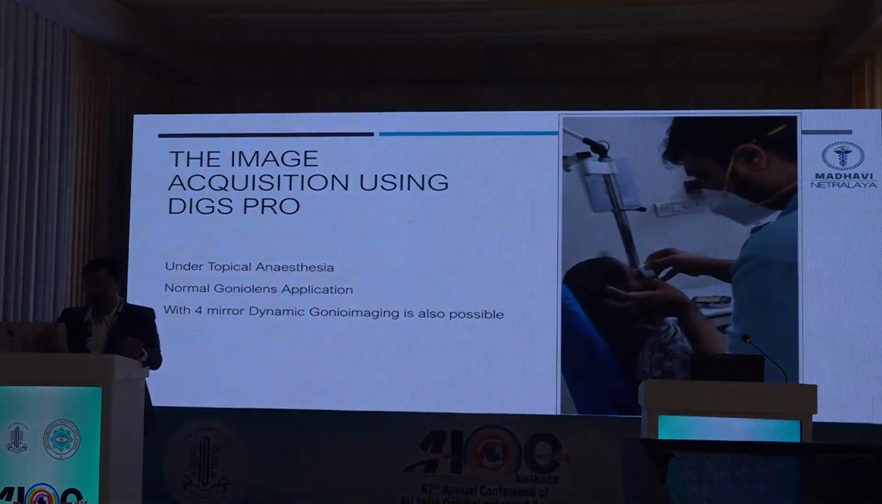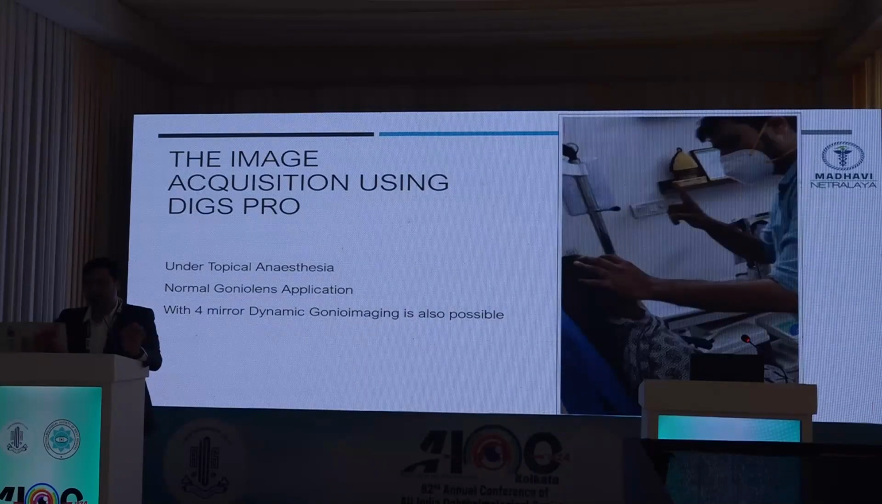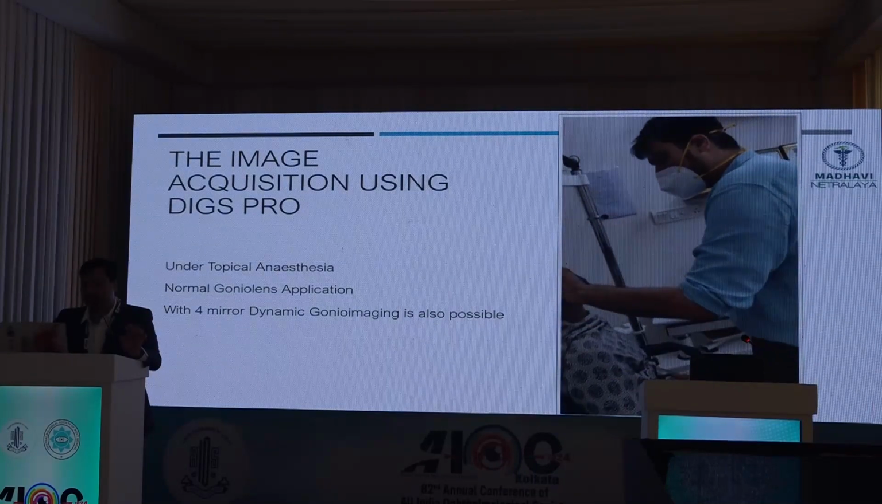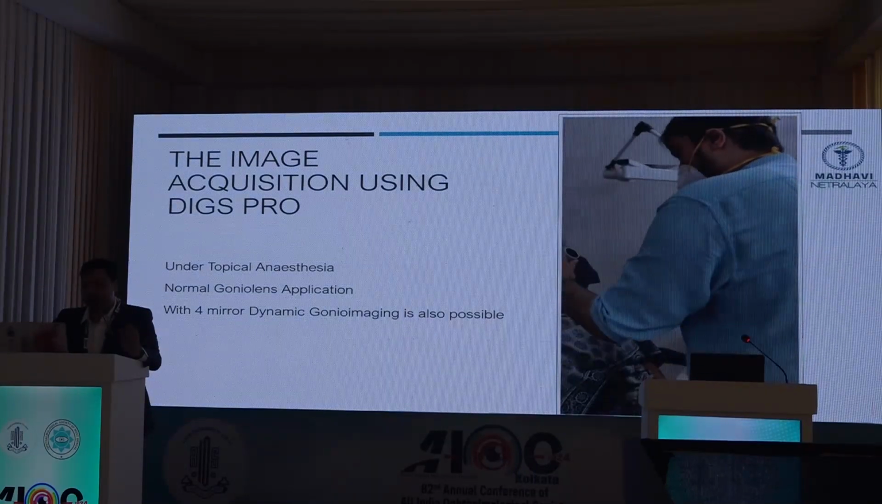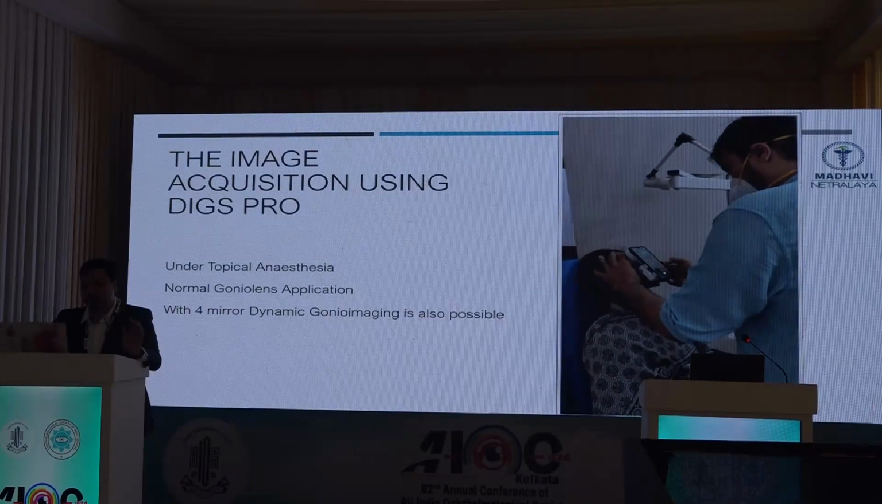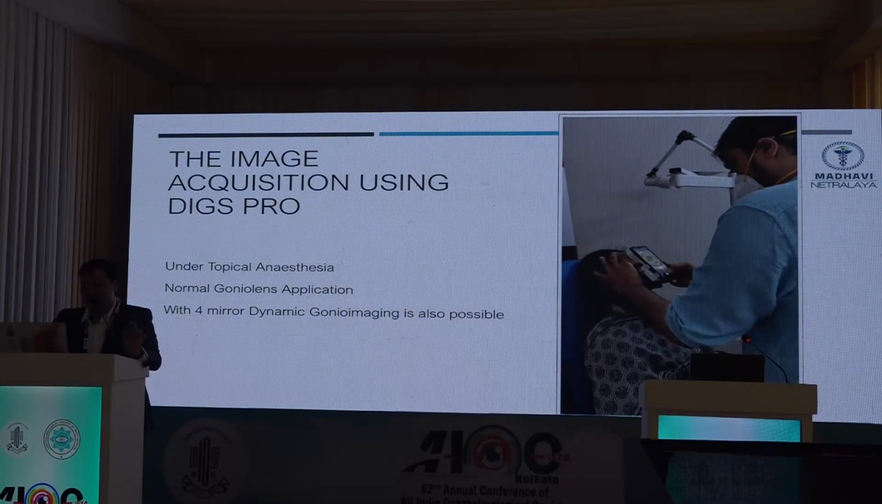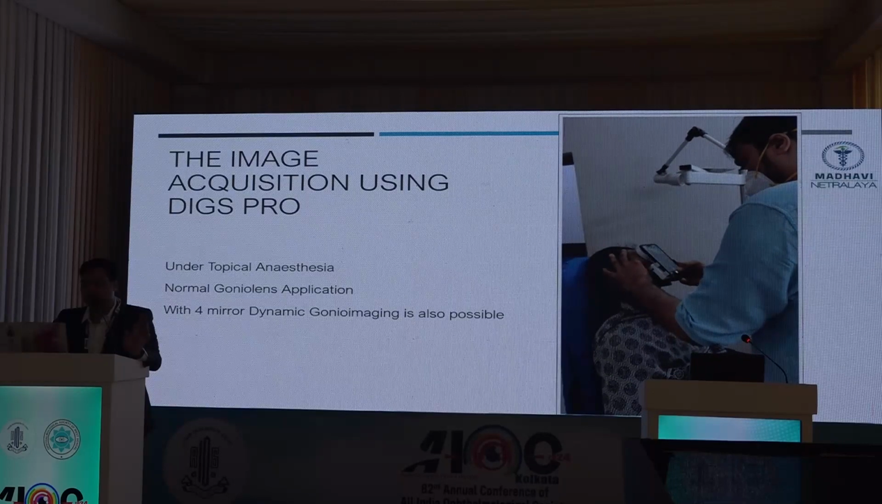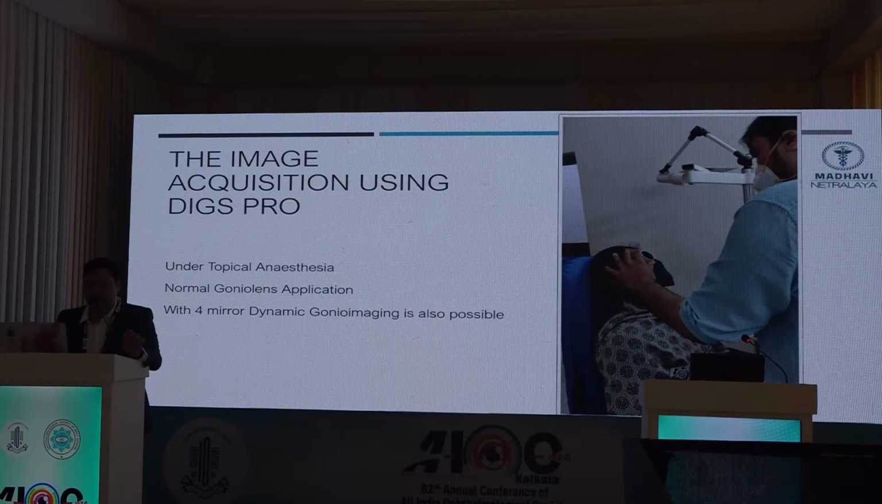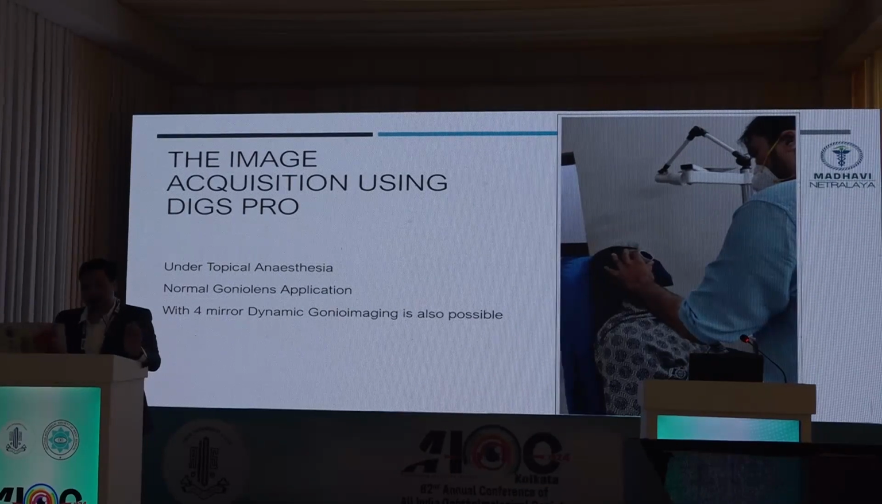And this is how you acquire the image. Just as with a normal gonio lens, you put this with the housing on the patient's eyes, just ask the patient to look straight, align it, and click it, and you get a complete 360-degree image using a 6 mirror, and nearly 360-degree based on the 4 mirror.